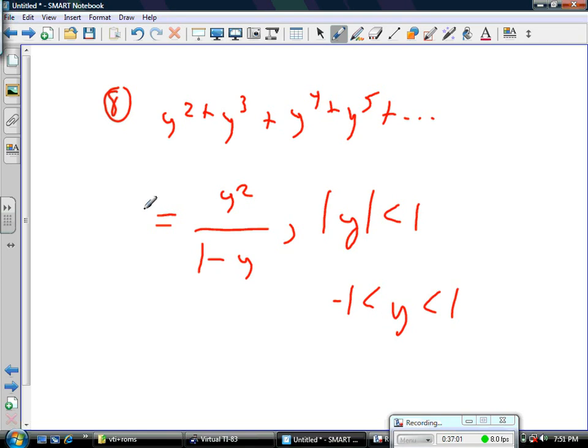But wait, this is easy to graph. You can put this into y1. In function mode, it would be x squared over 1 minus x. You can do that in function mode. How do you graph this? It goes on forever. How are you going to do that? You can't even type it in.